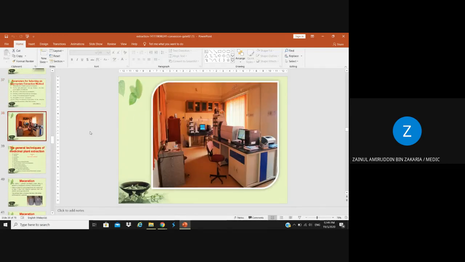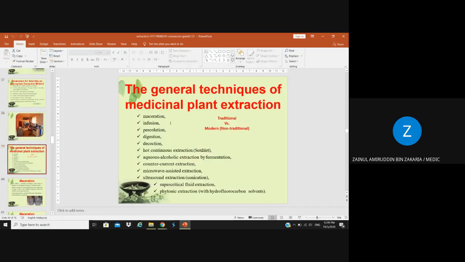Okay, this is the normal lab for medicinal plants analysis. You see, this is HPLC. Okay, normally you have HPLC. You see GCMS. Okay, you have a complete set in one lab. Okay, this is a dream for a medicinal plants researcher. Okay, unfortunately, we don't have that, even though we are RU.